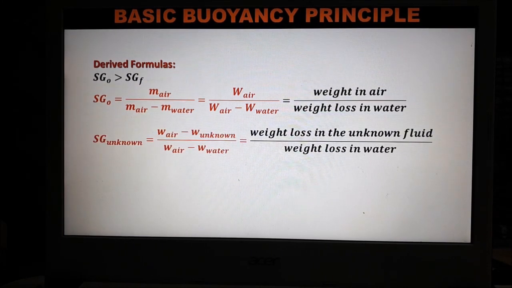Now, to determine the specific gravity of an unknown fluid or an unknown liquid, that is simply equal to the weight in air minus weight in an unknown fluid all over the weight in air minus weight in water. Take note that the numerator is actually the weight loss of the object in an unknown fluid, while the denominator is again the weight loss of the object in water.